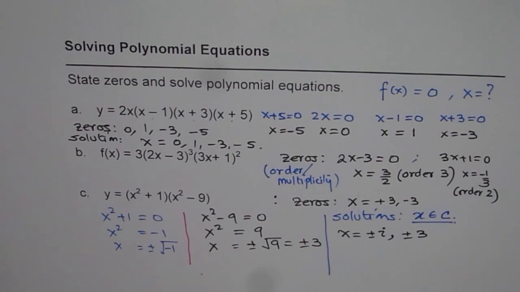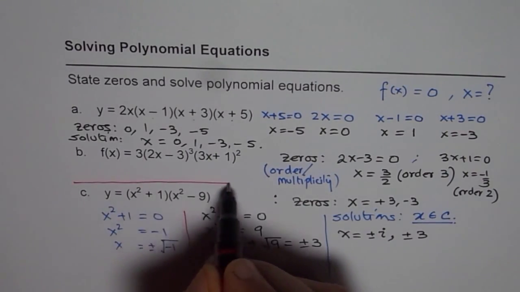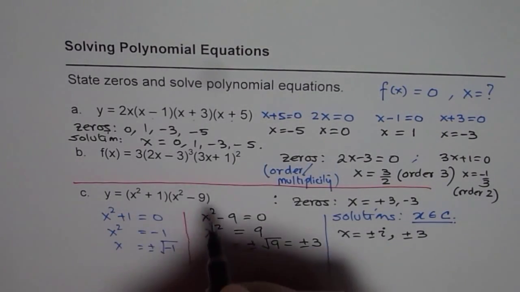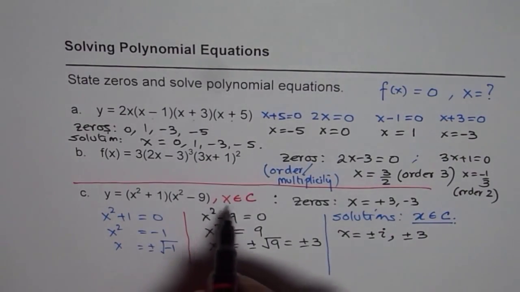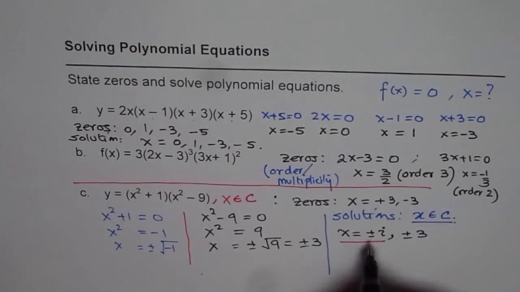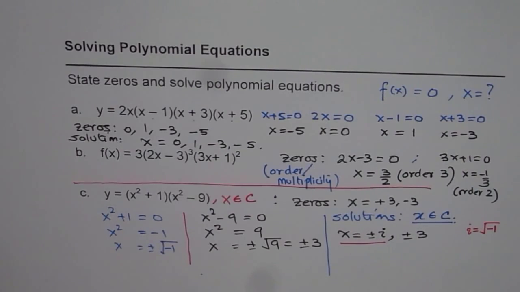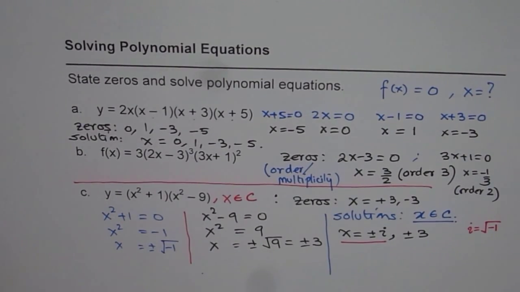So that is how part C is very different from the others, right? So let's have a better look at it. If you have a factor like this, and we say x belongs to complex numbers, in that case we have to mention this solution also, where i is the square root of minus 1. But if the question is x belongs to real numbers, then the zeros are our solution. I hope you understand and appreciate.